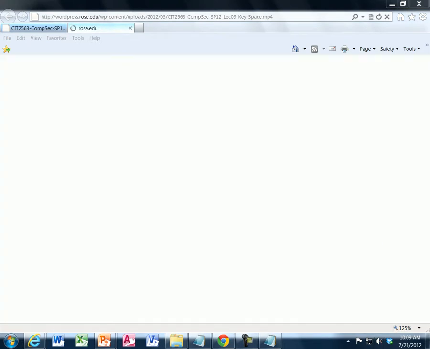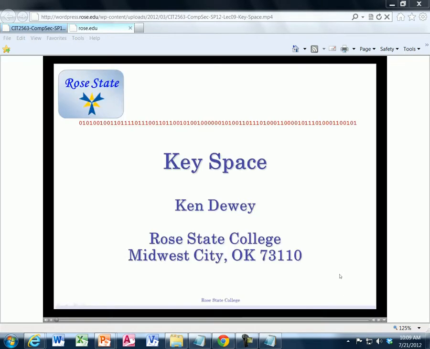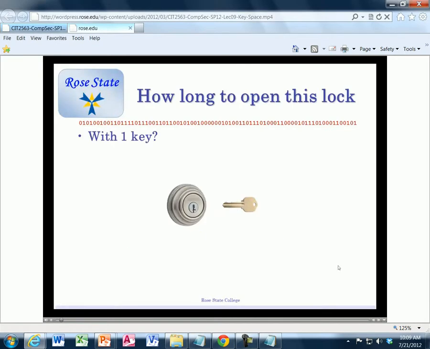Now let's talk about key space for a second. Okay, this is important. So I have one key. What's the odds I can open that lock pretty quickly? It's pretty simple. I have one key, one lock, put the key in, we're done. Y'all agree with that? We're pretty much 100% of being able to open this lock. Unless that's the wrong key. Yeah, we'll assume it's the right key.